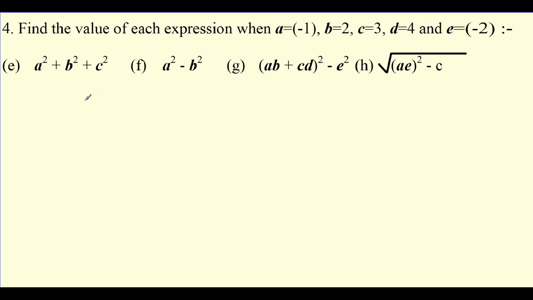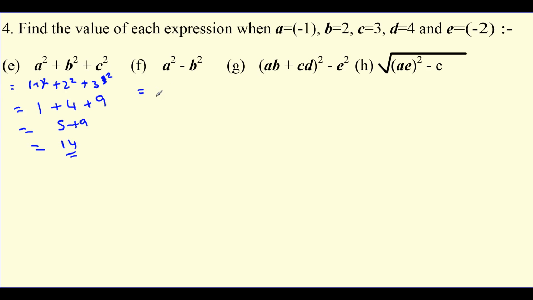Okay, the second block of questions in 4 then. A squared plus B squared plus C squared. That just means the number multiplied by itself, but start off by putting the numbers in. So A squared is just negative 1 squared, B squared is 2 squared, and C squared would be 3 squared. Minus 1 times minus 1 gives you plus 1. 2 times 2 gives you 4, and 3 times 3 gives you 9. So 1 plus 4 is 5, and 5 plus 9 would give us 14.